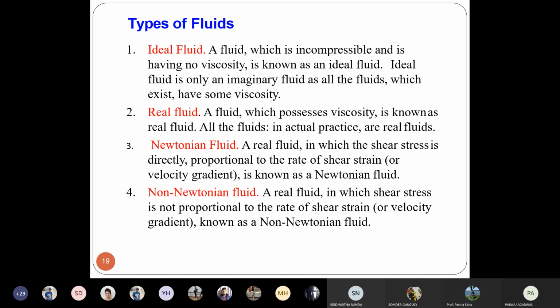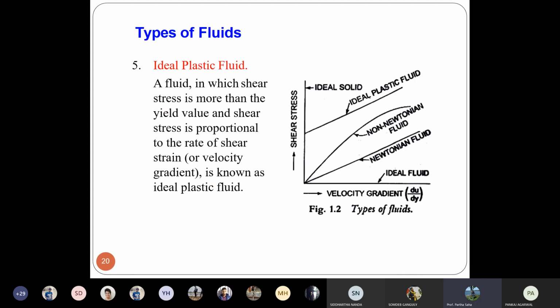Let's move to the types of fluid. Ideal fluid: a fluid which is incompressible and has no viscosity is known as ideal fluid. Before I talk about all these different fluid behaviors, let's see the schematic diagram. Figure 1.2 is showing the shear stress versus velocity gradient. The x-axis is shear strain or velocity gradient, and the y-axis is shear stress. If it is a Newtonian fluid, as I said, the shear stress will be proportional to the shear strain or velocity gradient. So it is a linear curve, which exhibits the Newtonian fluid.